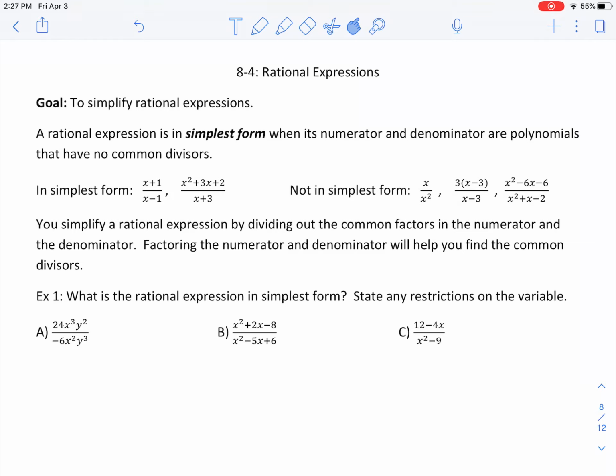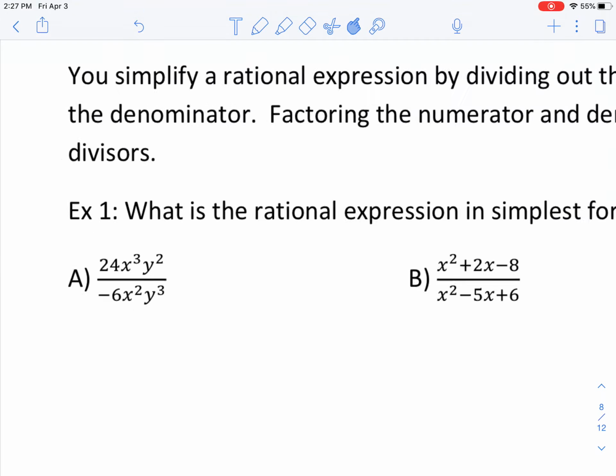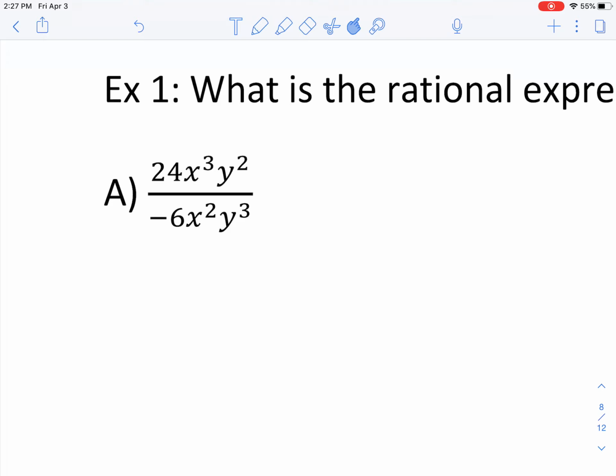Example 1 says, what is the rational expression in simplest form? And then state any restrictions on the variable. Looking at A, we have 24x cubed y squared over negative 6x squared y cubed. We can look at this in three parts. Looking at the coefficients first, 24 divided by negative 6 gives us negative 4. Since it's just negative 4, you can think of that as negative 4 over 1. So our negative 4 is going to be on our numerator.